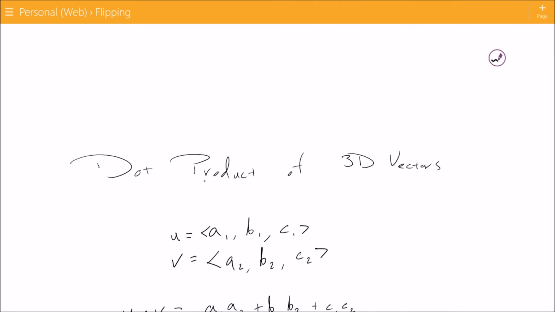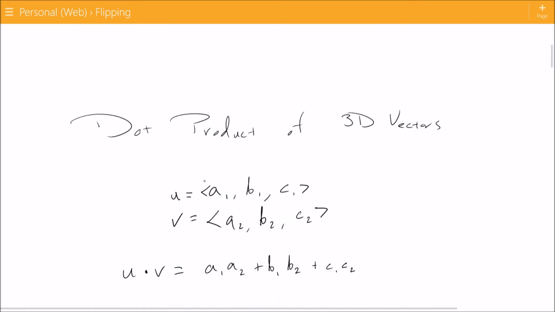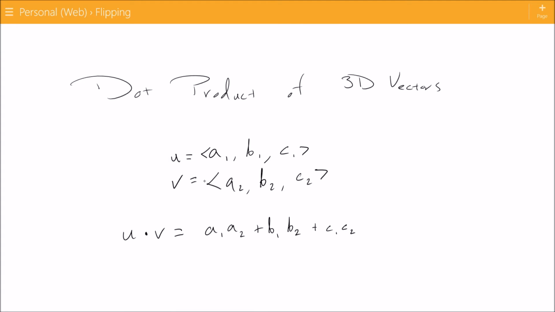First thing we're going to do is take a look at the dot product of 3D vectors. You've got two vectors here, U with the components A1, B1, C1, and V with A2, B2, C2. The dot product for 3D vectors is really the same as the dot product for 2D vectors.